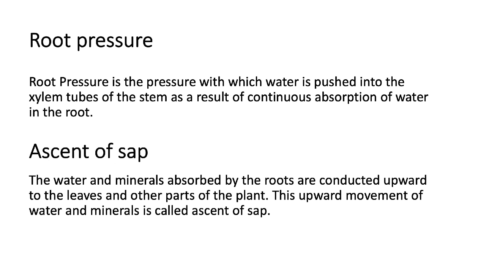Root pressure is the pressure with which water is pushed into the xylem tubes of the stem as a result of continuous absorption of water in the root. The water and minerals absorbed by the roots are conducted upward to the leaves and other parts of the plant. This upward movement of water and minerals is called ascent of sap.